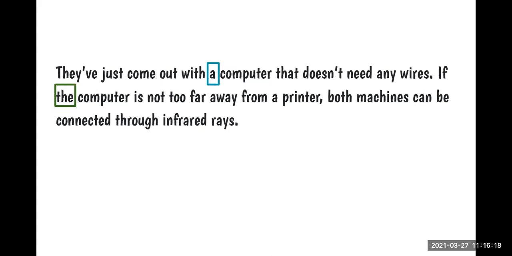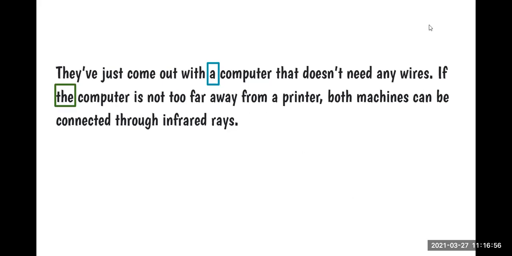Why first a computer and then the computer? Maybe in the first sentences, they can express the cantidad, the number, maybe. Because the computer teacher is being described. It's been described? No, exactly. That doesn't need any wires. We now specify computer. We know about that computer. Here? Yes.